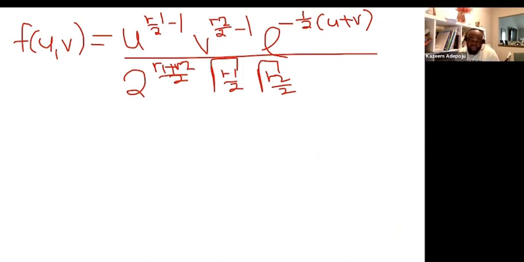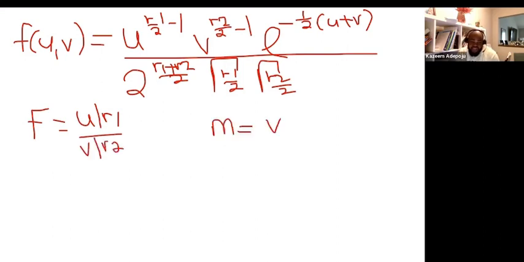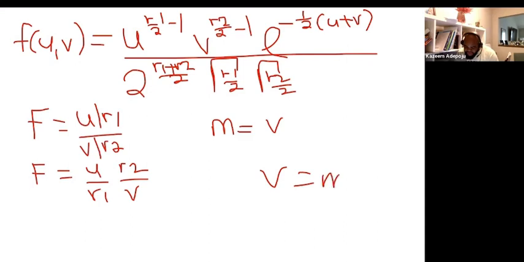The next thing is to get the inverses. We're told that f equals this, and we said let m be equal to this. I want to get the inverses. Here, it's more or less like r1 over u and r2 over v. Now, v is equal to m.